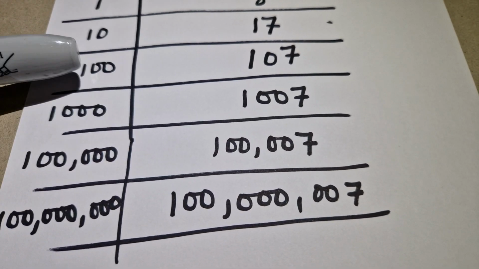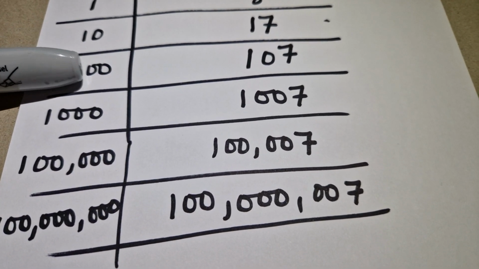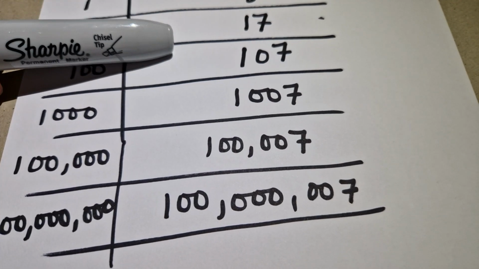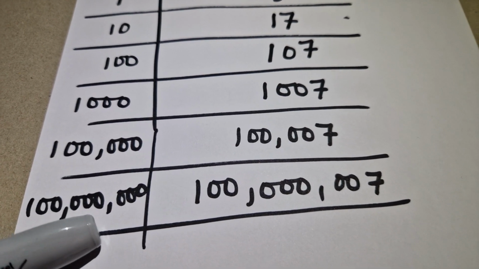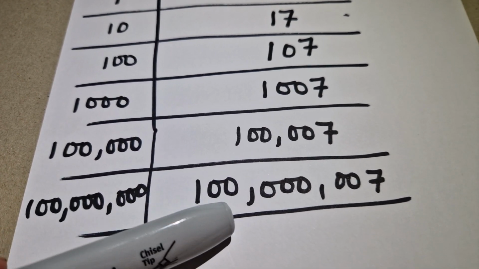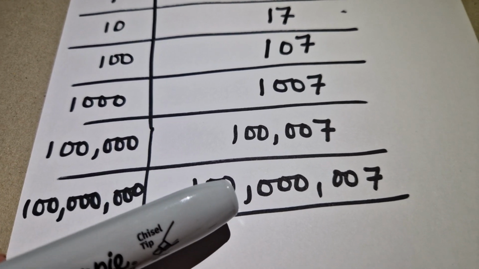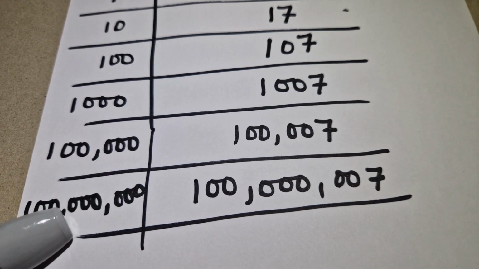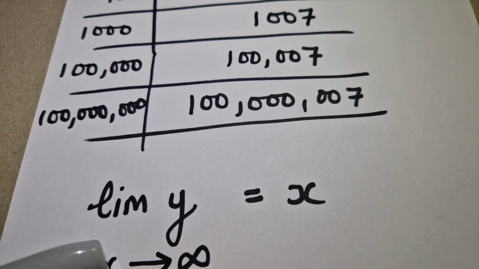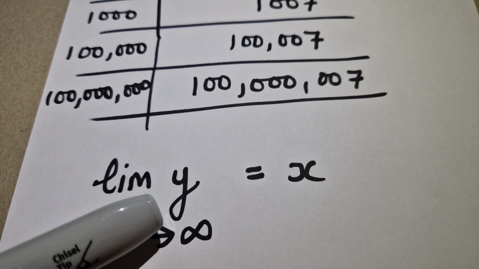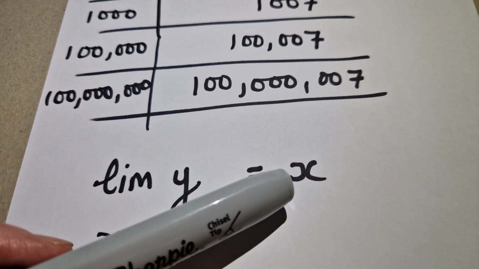But more importantly, when we were up here, the value of x and y, they were quite different. But by the time we get down to here, the percentage difference between this value and this value is so tiny, we can basically consider these two values to be the same. So what we find is that as x tends to infinity, the limit of y is x.